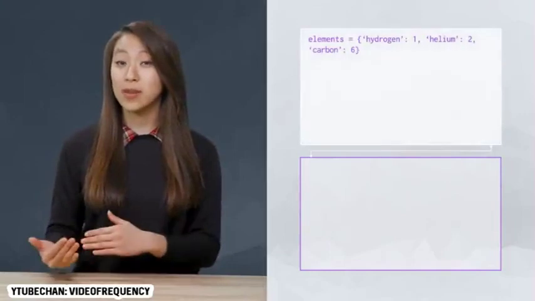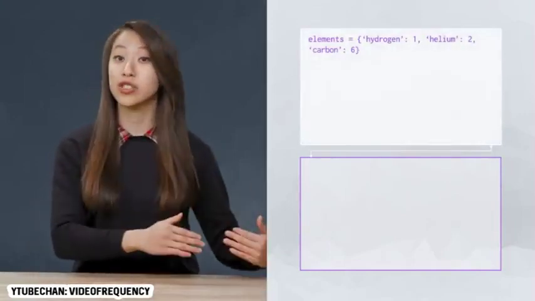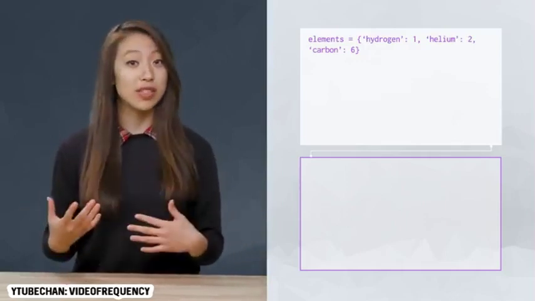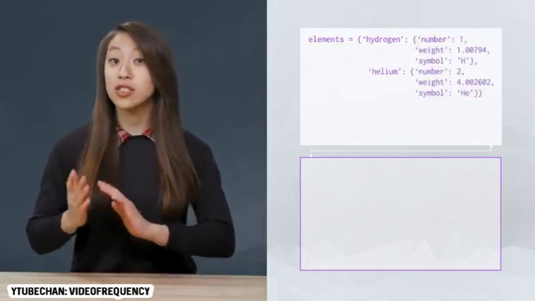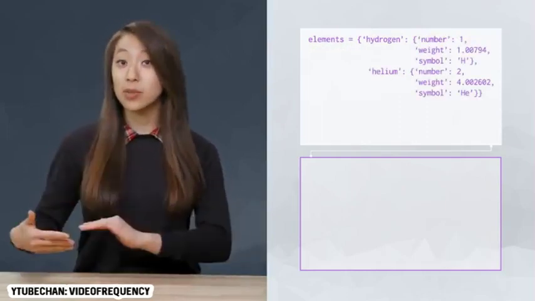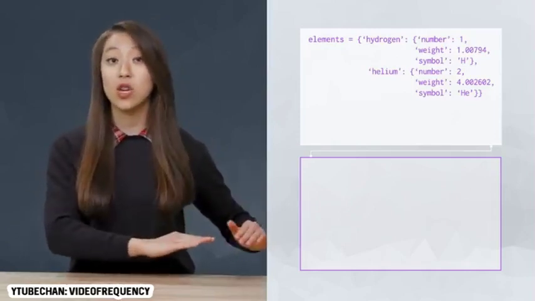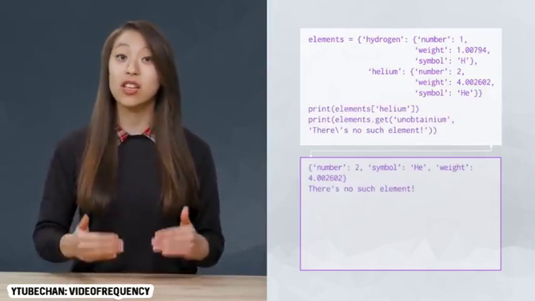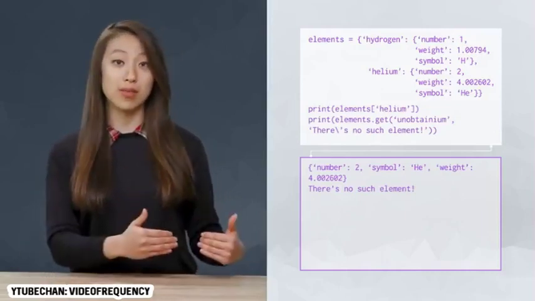In the elements dictionary we saw earlier, element names, which are strings, are mapped to their atomic numbers, which are integers. But what if we wanted to store more information about each element, like their weight and symbol? We can do that by adjusting this dictionary so that it maps the element names to another dictionary that stores that collection of data. We can look up information about an entry in this nested dictionary in the same ways we did before, with square brackets or the get method.